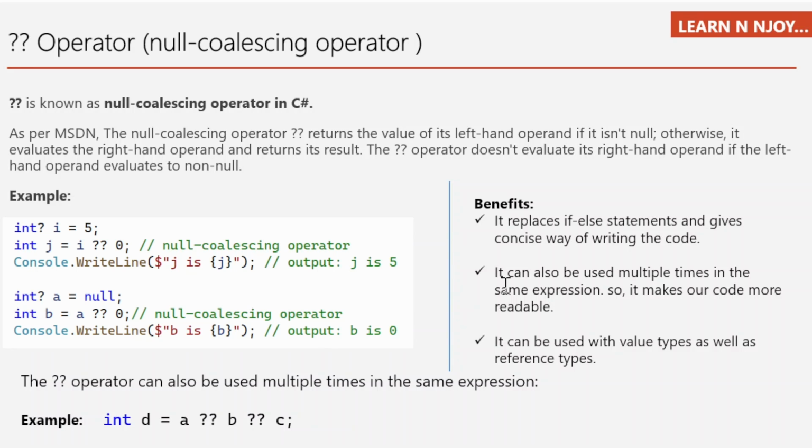What are the benefits we get using the null-coalescing operator? The first benefit is it replaces the if-else statement and gives a concise way of writing the code, right? The second benefit is it can also be used multiple times in the same expression, so it makes our code more readable. It can be used with value types as well as reference types, right? Okay.